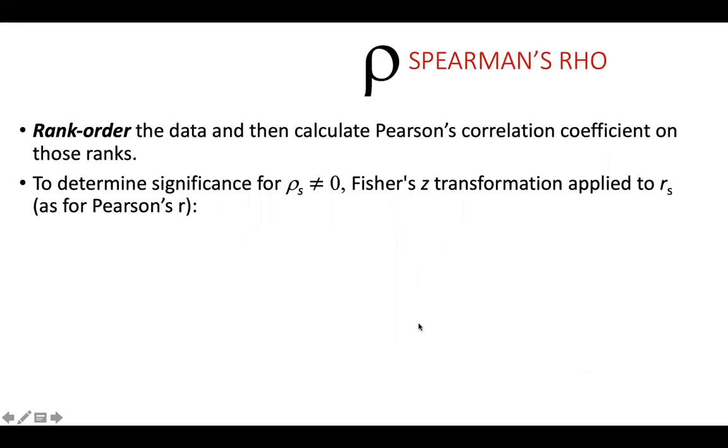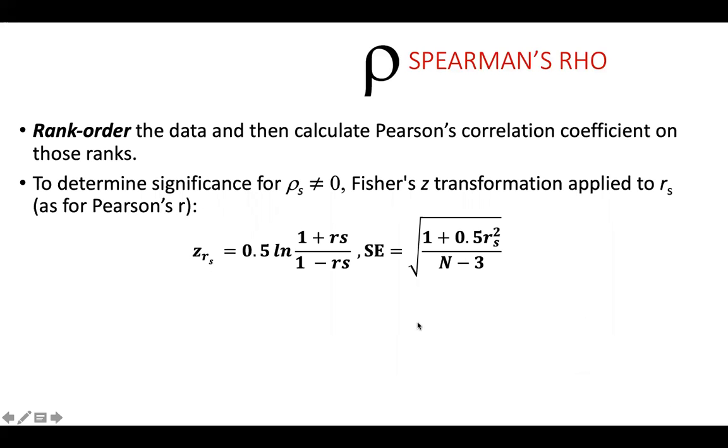Okay. In order to determine the significance of our correlation coefficient, Spearman's rho, we basically do the same thing that we did for Pearson. If we are testing whether the sample comes from a population where the assumed true correlation coefficient is unequal to 0, so smaller or larger than 0, then we do Fisher's R to Z transformation, basically almost the same way we did it for Pearson's R.